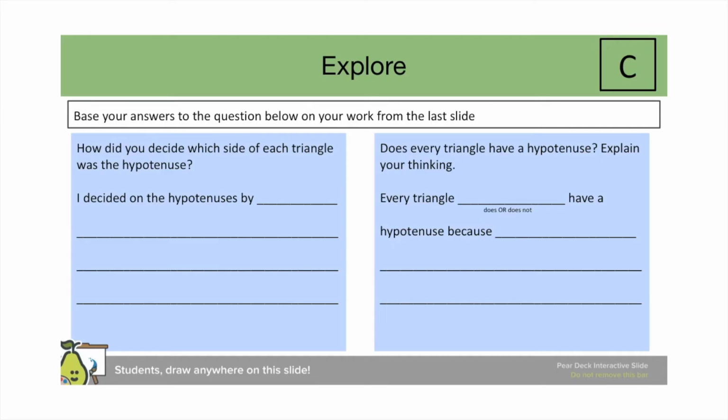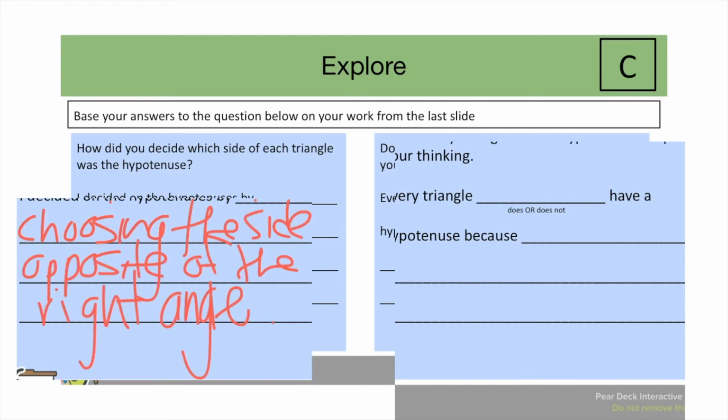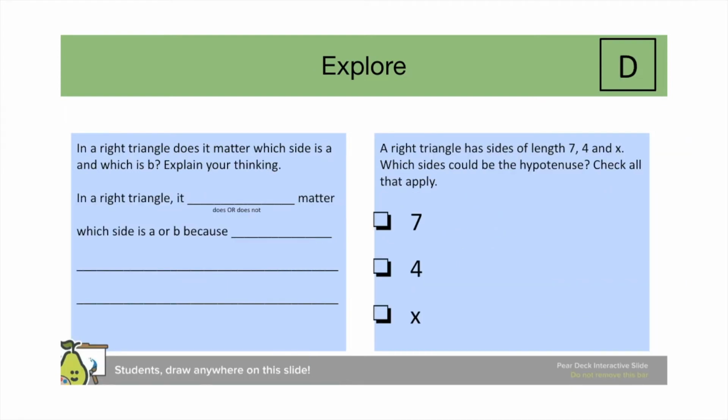For this portion of the Explore, students are synthesizing what they had done in the previous slide. And so they should decide on the hypotenuses by choosing the side opposite of the right angle. Does every triangle have a hypotenuse? And they should know by example B, every triangle does not have a hypotenuse because not every triangle is a right triangle.